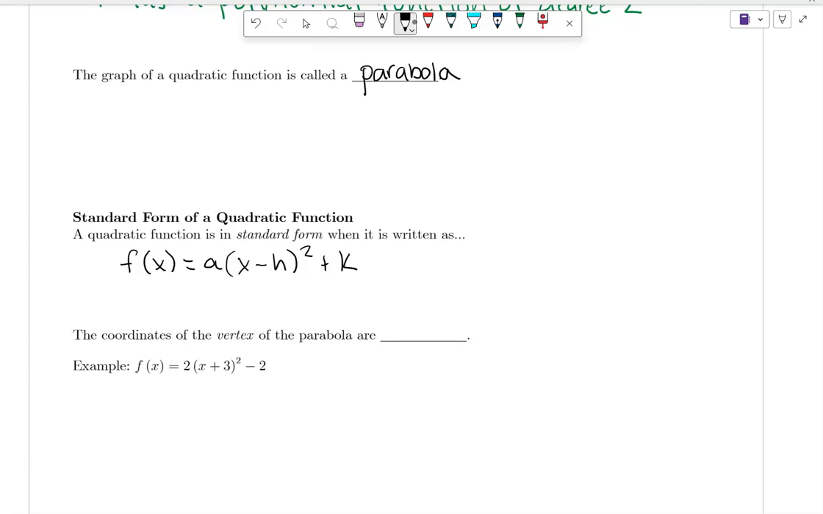When you see the graph of something in standard form, it's going to be a parabola because it's quadratic. But if the a is positive, it's going to open upward, and if the a is negative, it's going to open downward. I'll write that off to the side so you know. If a is greater than 0, it opens up, and if a is less than 0, it opens down.